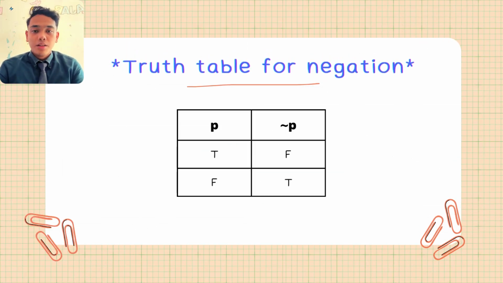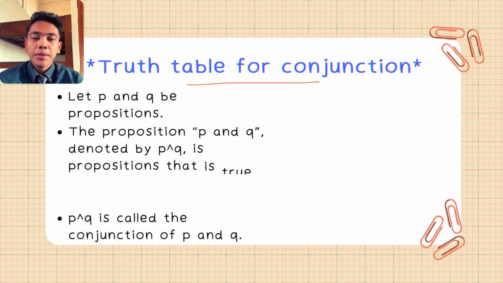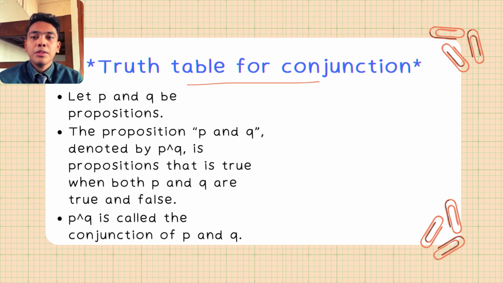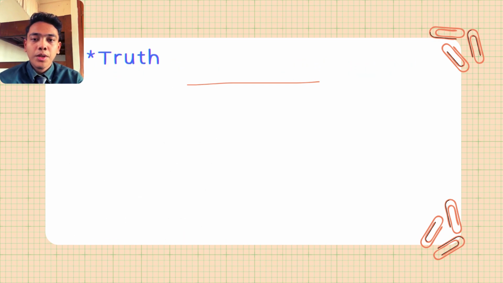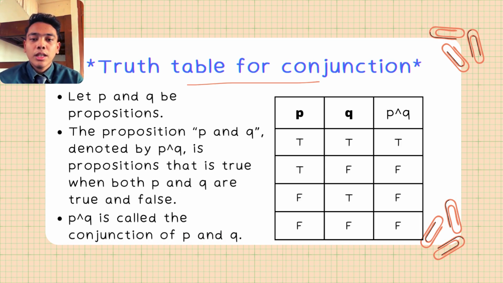Truth table for negation: when P holds the values true and false, negation P holds the values false and true. Truth table for conjunction: let P and Q be propositions. The proposition P and Q is true when both P and Q are true, and false otherwise. P and Q is called the conjunction of P and Q. When P holds the values true, true, false, false, and Q holds true, false, true, false, P and Q holds true, false, false, false.